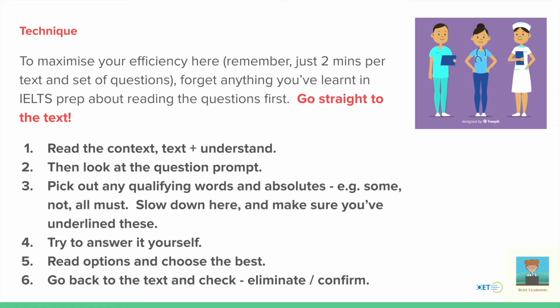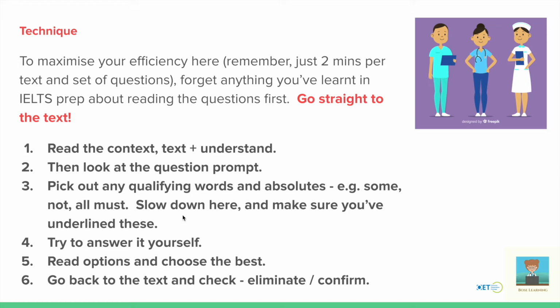I recommend the first thing you do is to read the context. Read the text and understand it. Spend about a minute doing that. Then look at the question prompt. Pick out any qualifying words. What do I mean by that? I mean things like not, all, must. These are all really important and are known as qualifying words or absolutes.